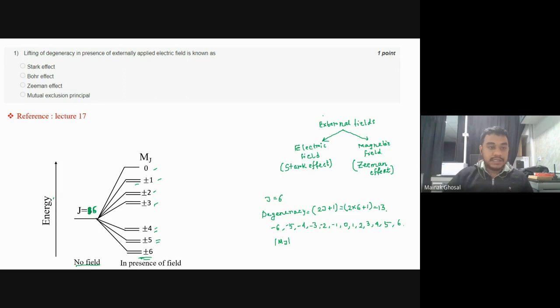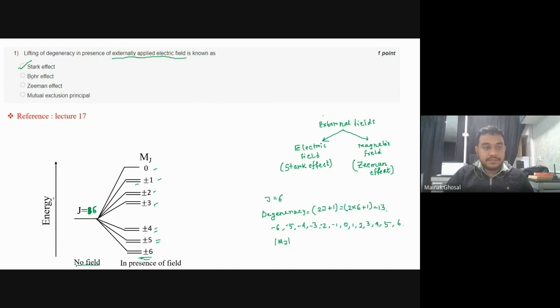So in this case, you can see that the applied field is an electric field, an externally applied electric field. So it could not be Zeeman effect. It will be only Stark effect.